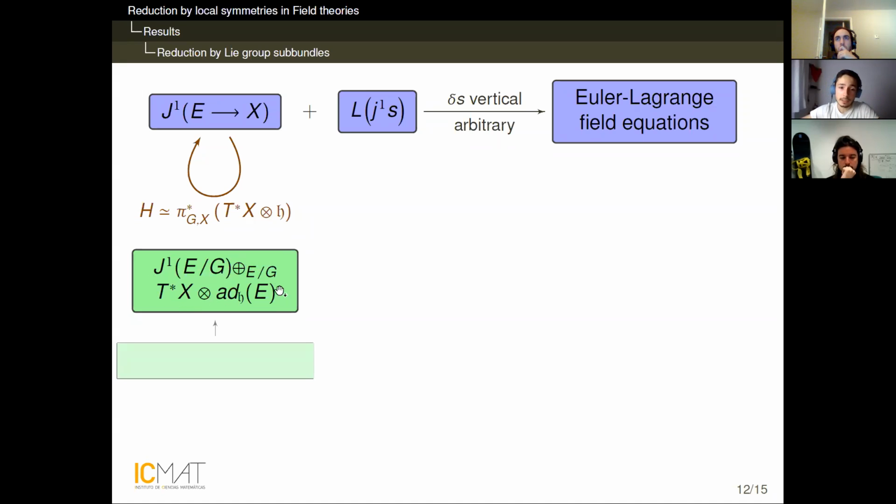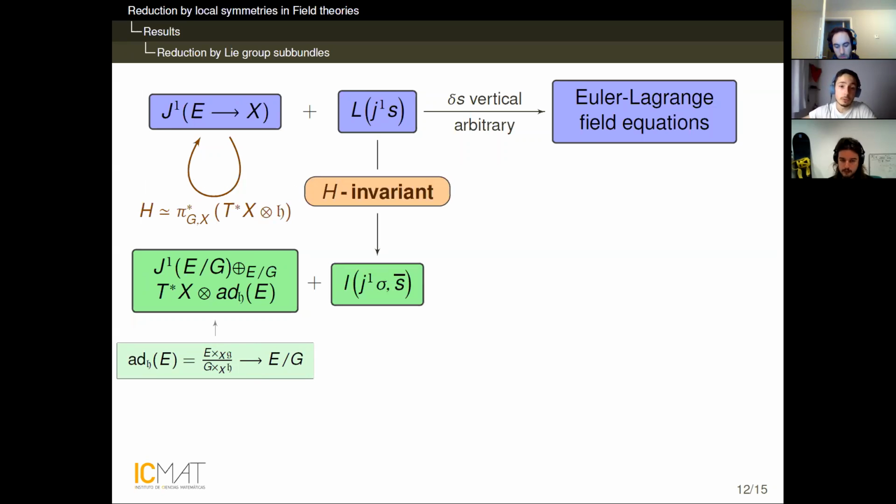But this new vector bundle is slightly different, because in the classical case, it's the cotangent bundle of the base space and the tensor product with the adjoint bundle of the principal bundle. Now we have to define this thing which is called the generalized adjoint bundle, in which we take into account also this mathfrak h here, which is the one used to define the Lie subgroup of symmetries. So we have to perform two quotients. The first one by the action of G, but then also by the action of H, which is a Lie algebra subbundle and in particular a vector subbundle.